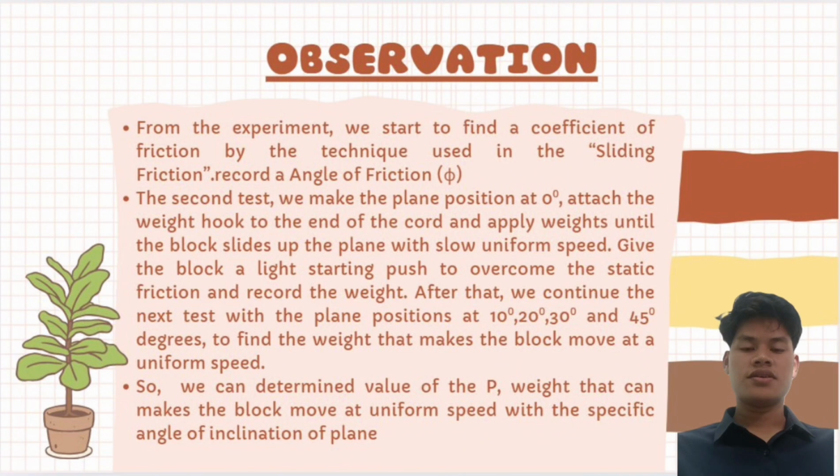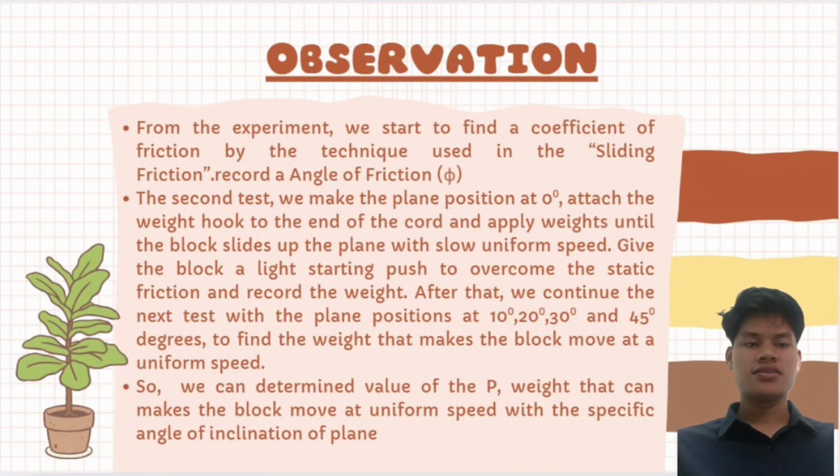Today I'm going to explain the observation about this experiment. From the experiment, we start to find the coefficient of friction by the technique used in sliding friction. Place the block at the right end of the plane and tilt the plane until the block slides down the plane with uniform speed. Give the block a starting push to overcome the static friction. When the correct angle has been obtained, measure the angle at the protractor with the aid of the plumb line. Record this angle as the angle of friction, and we found the angle of friction is 19 degrees.